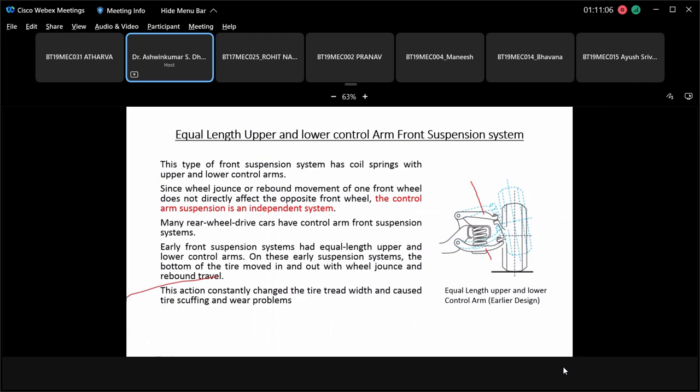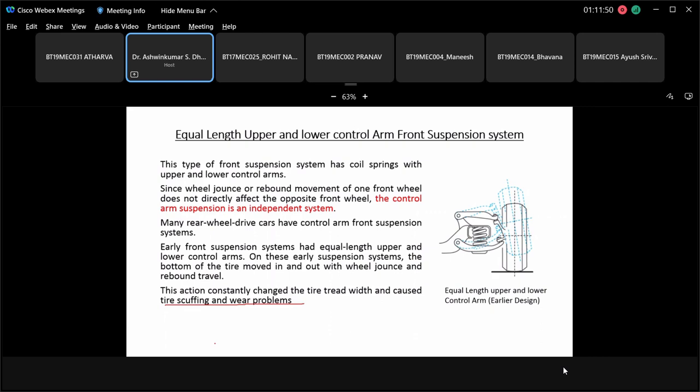the length of the control arm from here and here, this and this, this length is the same. Sorry, the mouse control is not working, so please excuse me for that. So up to this, the length is going to be the same. The problem here, please try to understand, is that it is basically causing tire wear or tire scuffing, as they call it, or wear problems.